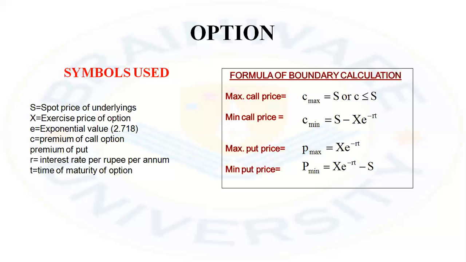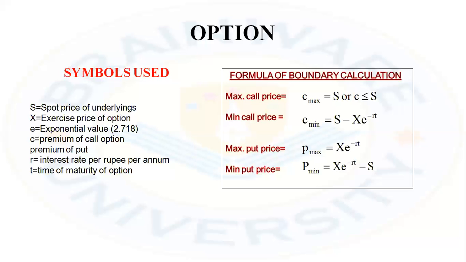is the price which decides whether the selling right is profitable or not, that means whether the intrinsic value of the put option is positive or not. But since the exercise price is received in future, again you have to convert the future value into present value in order to decide what is the maximum put price. So the maximum put price we have shown here is X into e to the power minus rt.